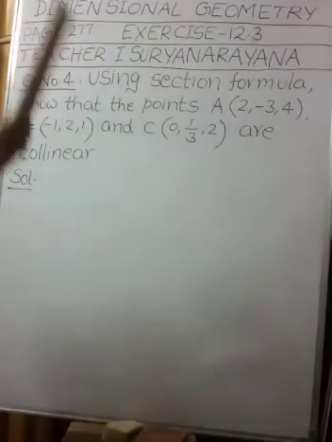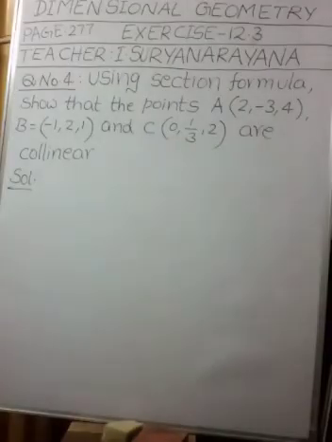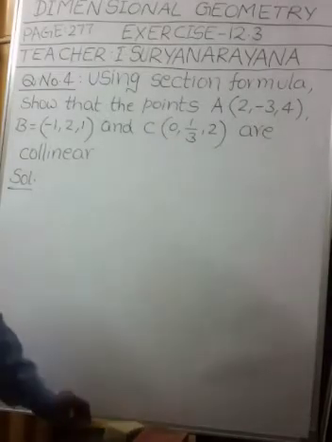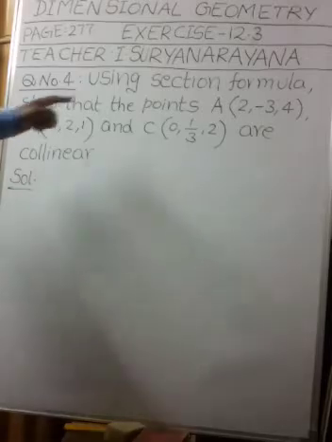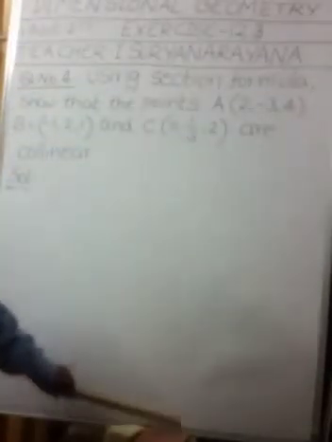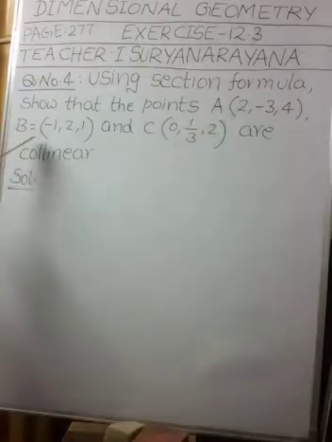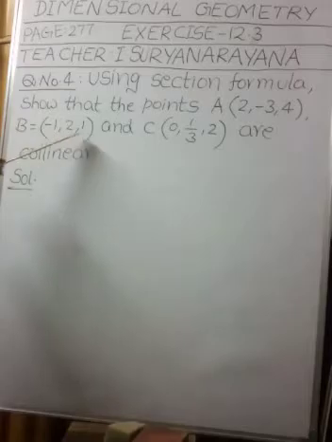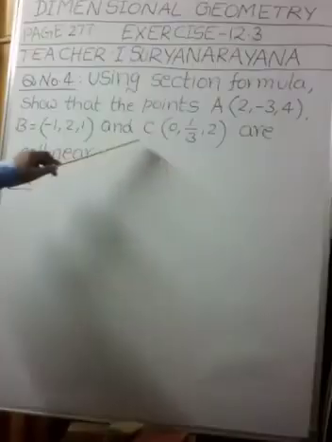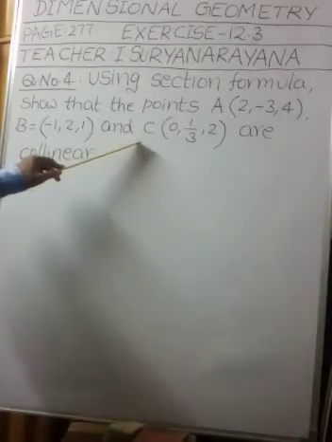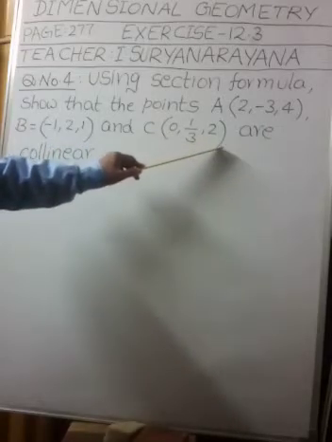Are you ready to listen to the class? Now see question number 4. Using section formula, show that points A (2, -3, 4), B (-1, 2, 1) and C (0, 1/3, 2) are collinear.